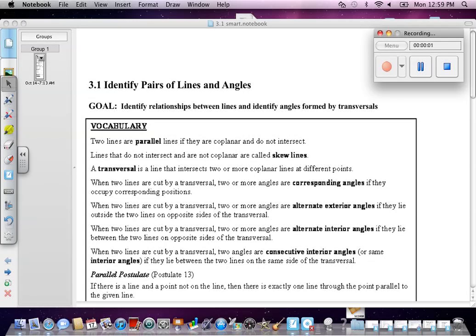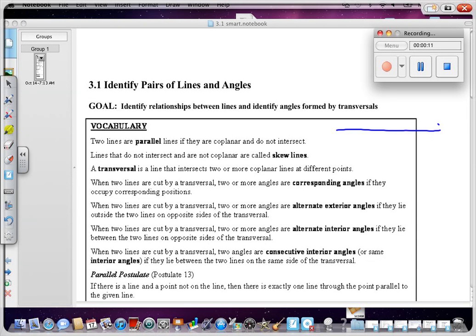All right, we're identifying pairs of lines and angles. So we've got two parallel lines. If they are coplanar and they do not intersect, let's talk about, we've got two parallel lines. They're on the same plane. They're parallel, so they do not intersect. Okay? Skew lines mean they don't intersect, but they're not on the same plane.